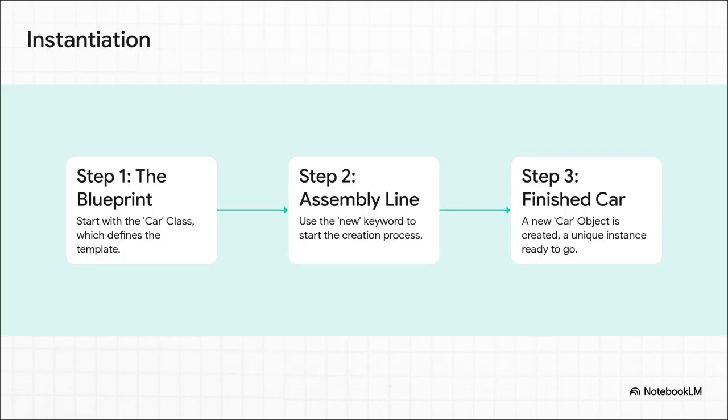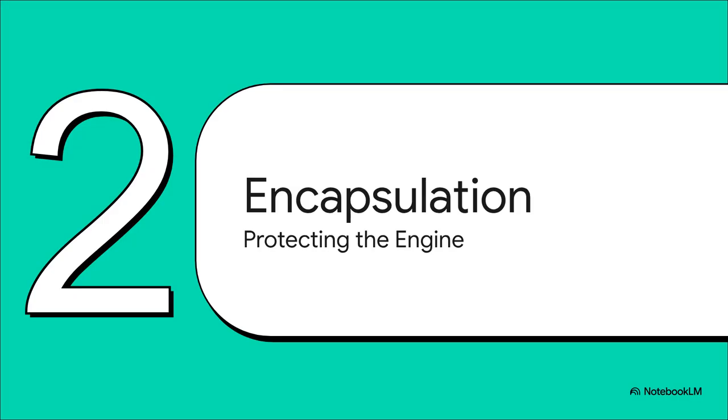And this is just a perfect illustration of the creation process, which programmers call instantiation. It's so cool. You take your car class, the blueprint, you tell the factory to fire up the assembly line, often with a keyword that's literally called new, and boom, a brand new, unique car object rolls off the line, ready to go. Okay, so we've got our shiny new car. It's an object. But think about this for a second. You wouldn't want just anybody to be able to walk up, pop the hood, and start yanking wires out of your engine while you're driving, would you? Of course not. That would be total chaos.